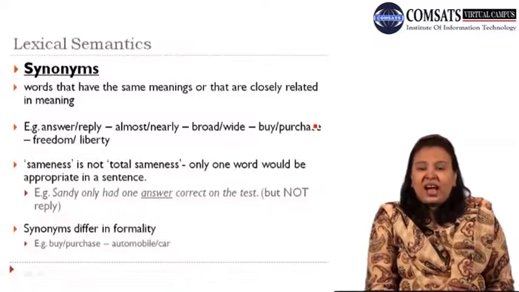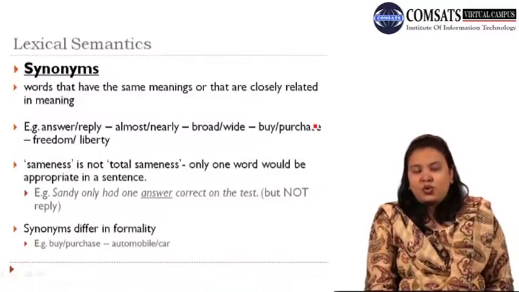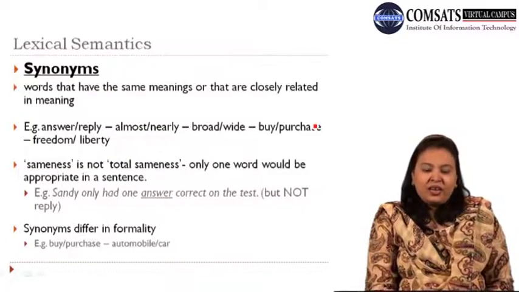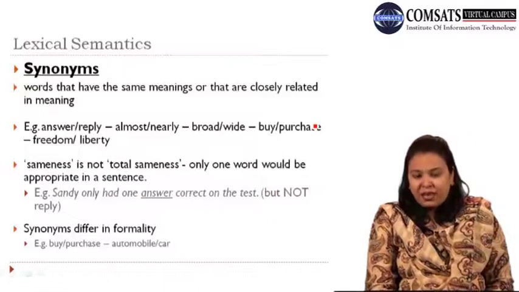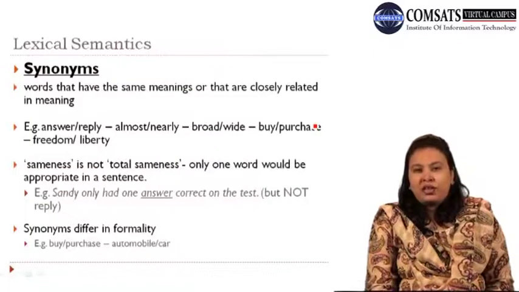So this is why, even though they have the same meanings, that sameness is not the totality. They have somehow related meanings, somehow different meanings. So synonyms differ. They differ in various ways, but one way to differ is that of formality. For example, buy and purchase, automobile and car.